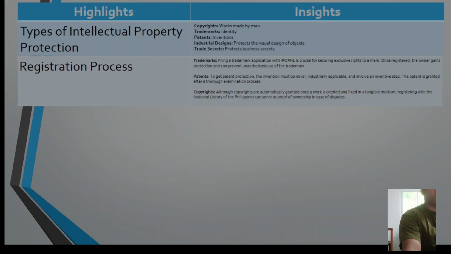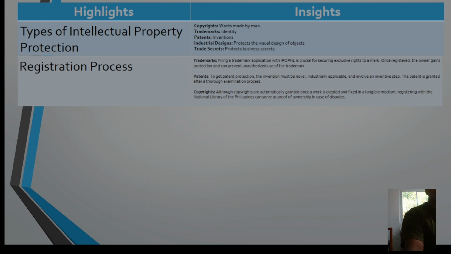Okay. In the process here in the Philippines, when we file for a trademark registration with the Intellectual Property Office of the Philippines, it ensures exclusive rights to a mark and protection against unauthorized use. Given that an organization wants to secure its intellectual property, its branding, its formula, its output, or its products, the Intellectual Property Office of the Philippines is the government agency that is responsible.